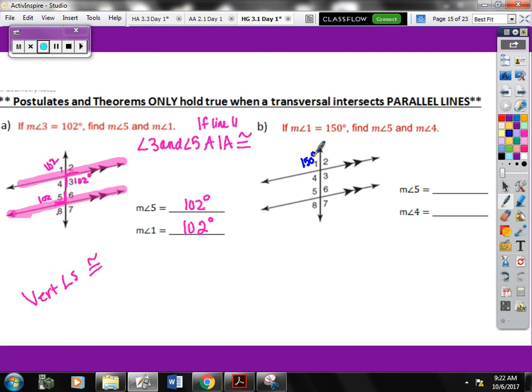Find the measure of angle 5. What would the measure of angle 5 have to be? Think about what type of angles 1 and 5 are. Trace them. What type are they? Marquise? It would be 150. What type of angles are they?